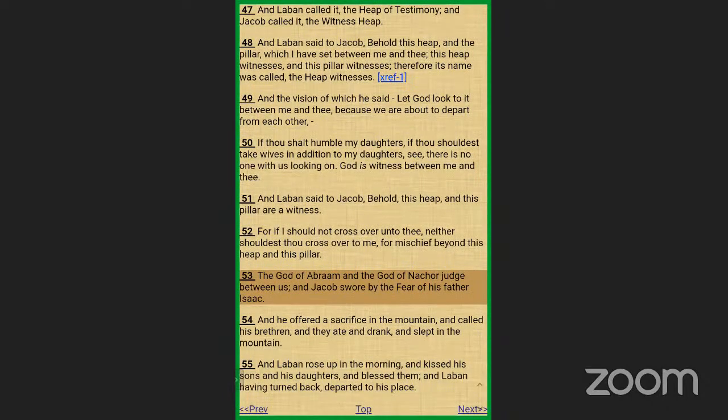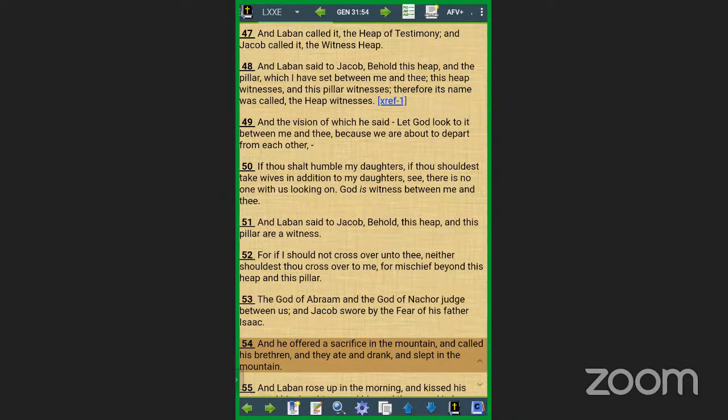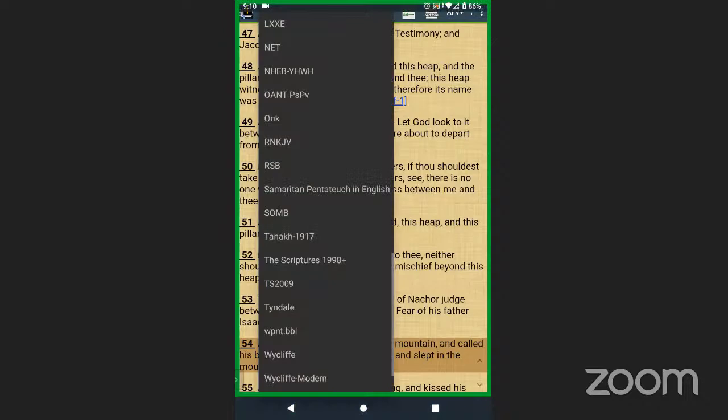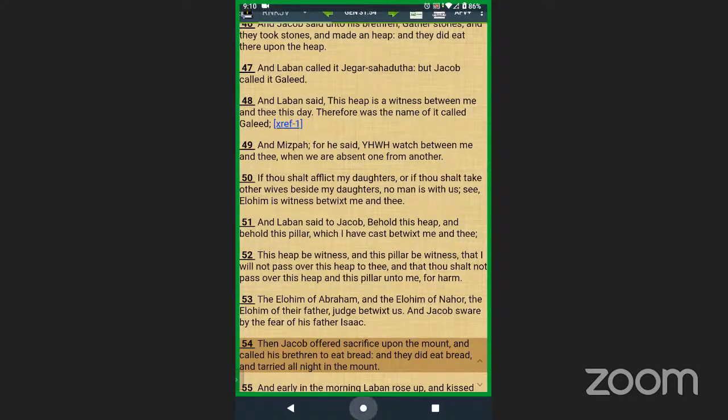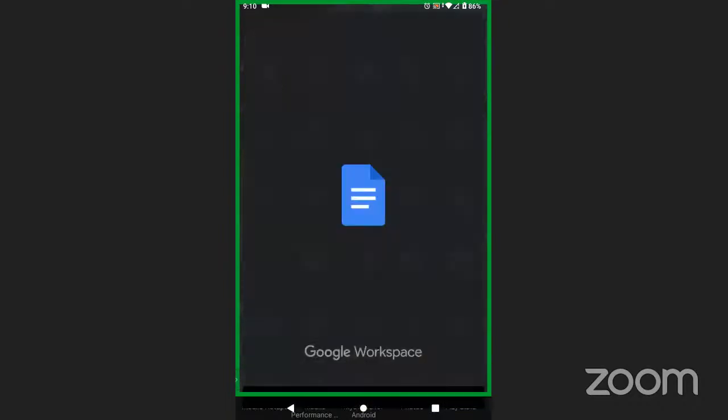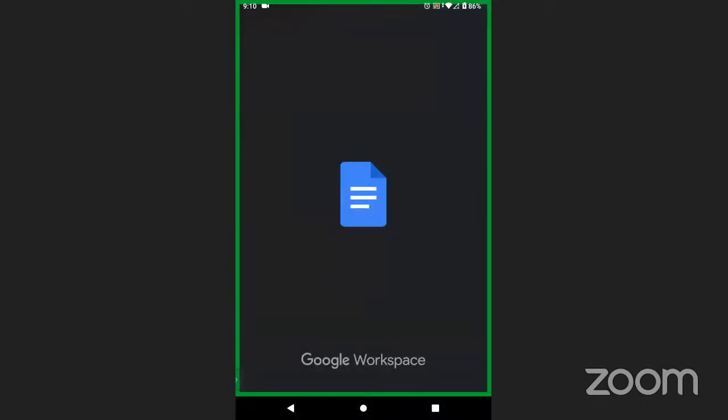So Genesis 31:54 says in the Septuagint, and he offered a sacrifice in the mountain and called his brothers, and they ate and drank and slept in the mountain. Okay. Yeah, I don't see anything different there. I'll actually delete that one. There's nothing different there. So that's a mistake I made there.